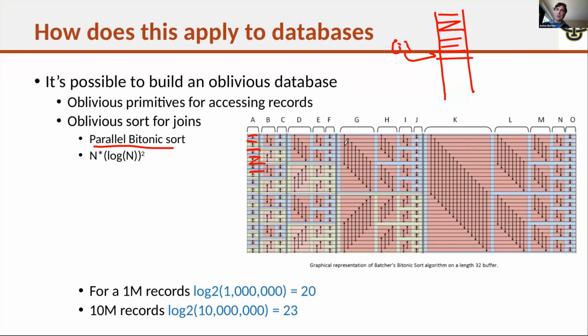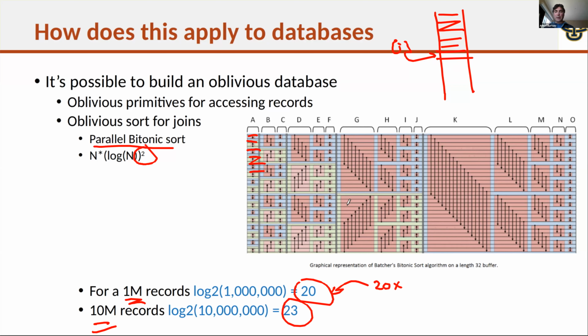And you say, well, sure, what's wrong with bitonic sort? Well, the square is long. Because instead of n log n, it's now n log squared n. And what does this log squared n mean? If you have 1 million records in a database, this is 20. 10 million, this is 23. So roughly speaking, you're 20x slower. That's kind of bad, but possible.